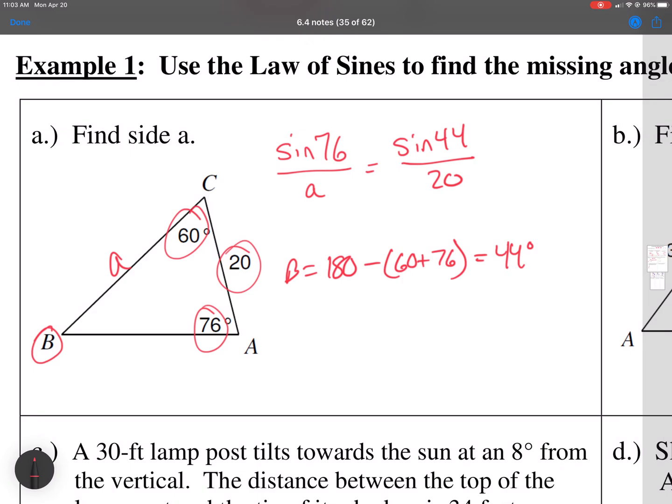So remember, if you are going to use an angle, you have to have its corresponding side in order to use it. So that's why we found angle B, which is 44, rather than using angle C, because we didn't have little c, but we did have little b. And remember that the corresponding side is always opposite of that angle measurement. So now that we have all the information that we need, we're going to cross multiply. So we'll do 20 sine 76 equals a sine of 44. Cross multiply, and then we'll divide by sine of 44.